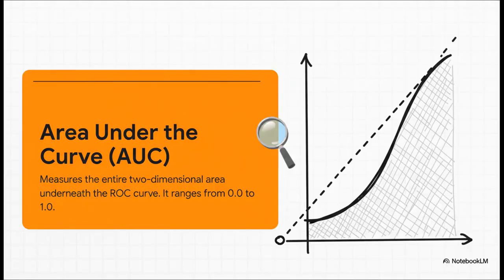And yep, it's literally what it sounds like. We just take that ROC curve we drew and we measure the total two-dimensional area underneath it. That's it. It's a single value, always between 0 and 1, that basically captures that entire performance profile in one clean number.